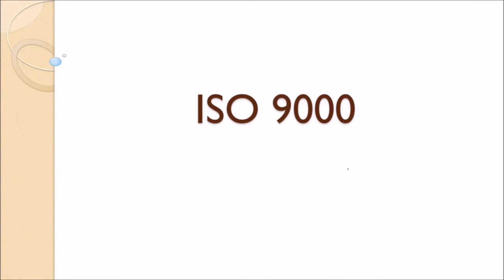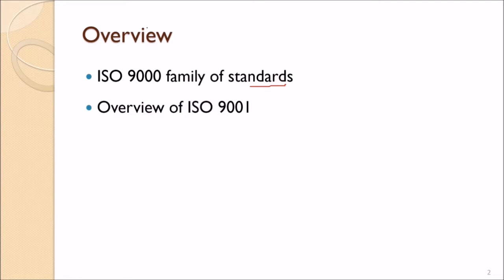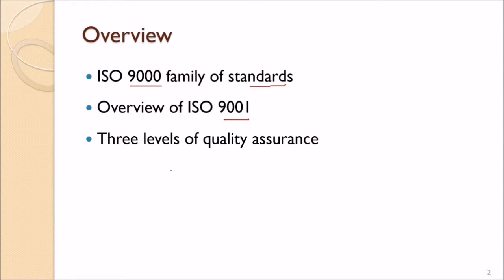So, whenever you are worried about the quality of the product, quality of the processes, then you always think of ISO, that is International Organization of Standardization. So, we'll talk about ISO 9000 today, and we'll see the overview first. That is the ISO 9000 family of standards. ISO has a family, so we'll talk about a few of them. Overview of ISO 9001, because 9001 also belongs to ISO 9000 family of standards.